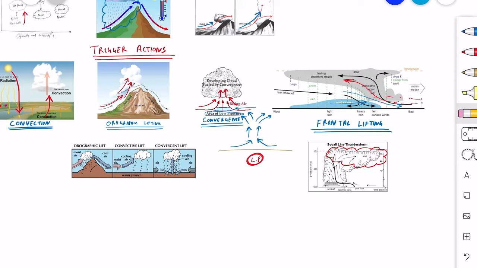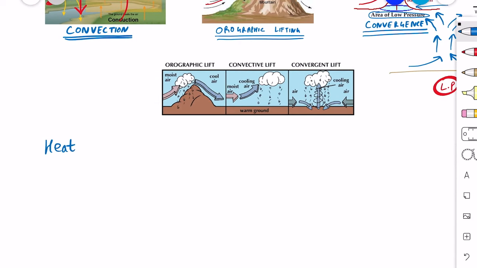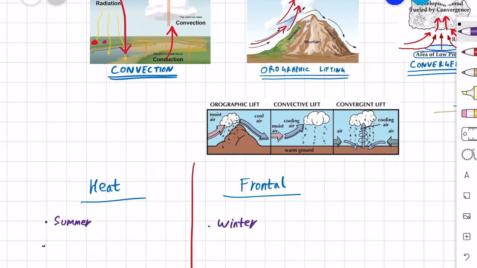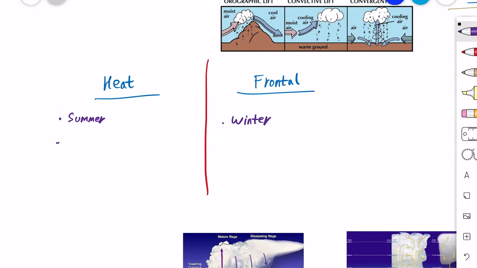Now after studying these trigger actions, we can classify the thunderstorms as either heat type or frontal type. So heat type thunderstorms are more common in summer, as the name suggests. And frontal type are more common in the winter season because more fronts are seen in the winter season. The heat type thunderstorms are more frequent over land. These are formed during the day and are cleared by night because it was because of convection, and convection was more prominent over land. So I'll just write.